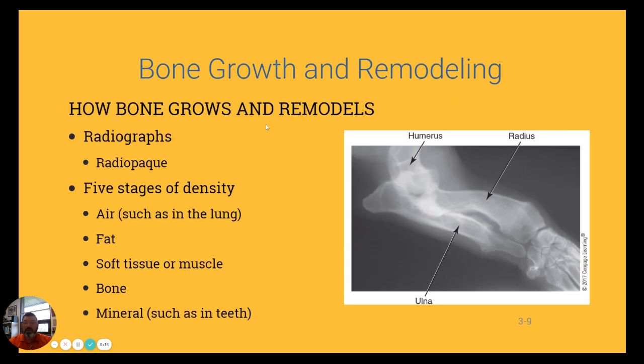So how does it again remodel? We can look at bones obviously with radiographs, or you would know them as X-rays. And here you've got a picture of one on the right hand side with the humerus coming down, the ulna, and the radius. Notice that it doesn't appear to be growing properly with that big hump in it. So we can have 5 stages of bone density. We can have bone that has a lot of air in it, which would be young bone. In the lung, sometimes that obviously has a lot of air in it. Bone can have that as well. Moving all the way down to very mineralized bone tissue, such as your teeth.